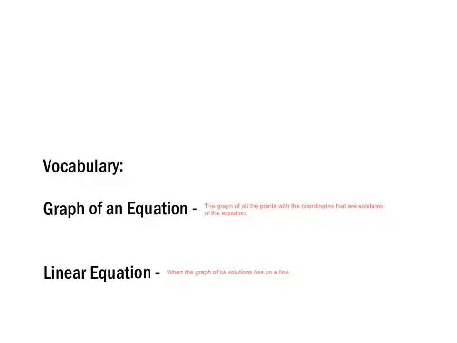A linear equation is when the graph of its solutions lies on a line. That's why they're called linear equations. You can see the word line within linear means that it's going in one path, one direction.